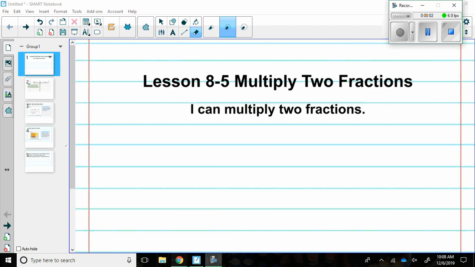Hi, fifth graders. Today's lesson is lesson 8-5, multiply two fractions. The I can statement is I can multiply two fractions. Pause the video now to write the lesson title and the I can statement at the top of a new page in your notebook. Press play when you are ready to continue.